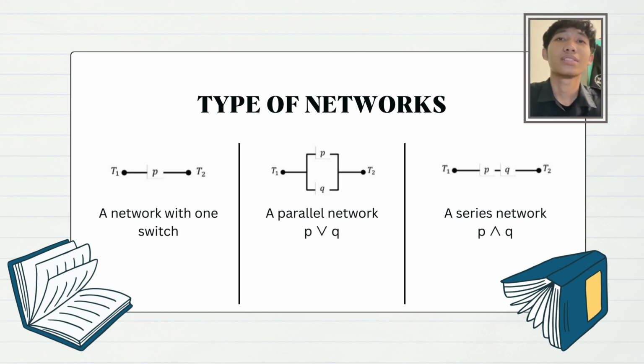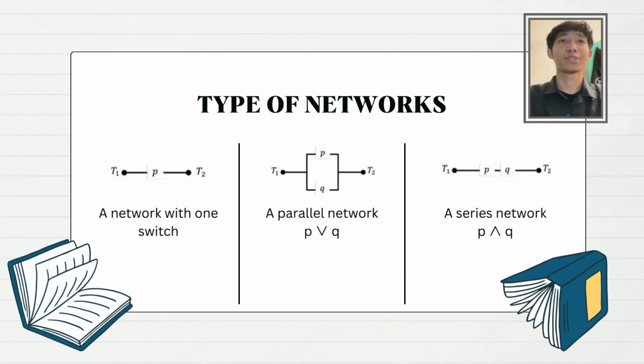As you can see, there is just one switch, which is P, between the first terminal and the second terminal. For this case, we can't do anything because there is just one switch, so we cannot compare with others.